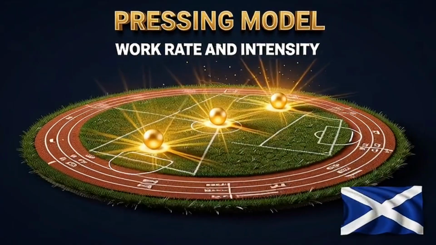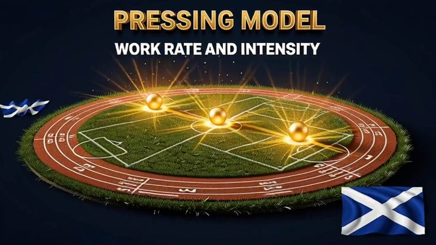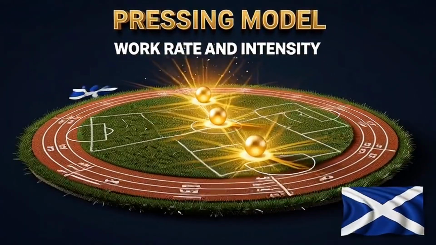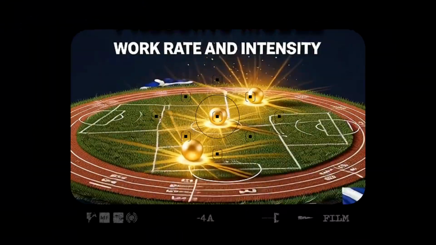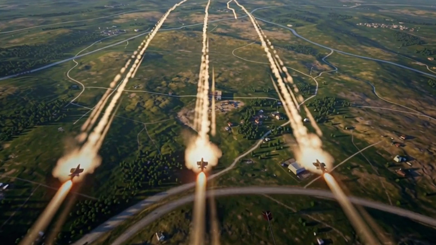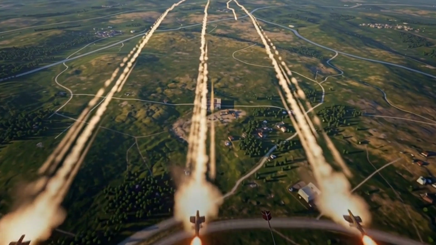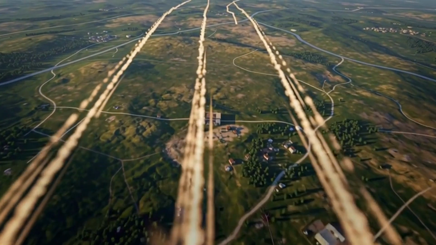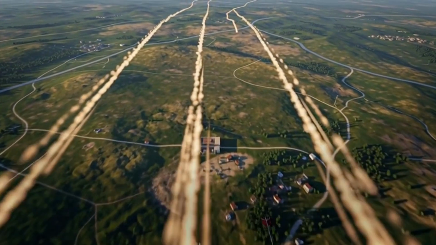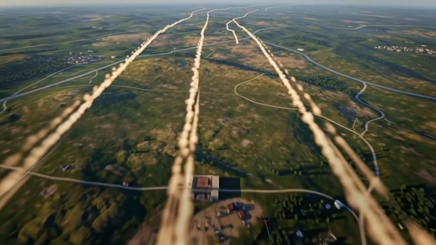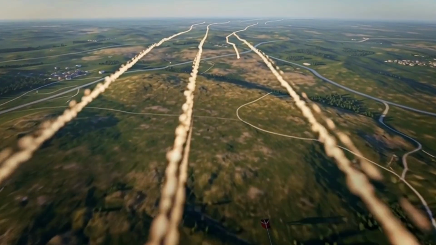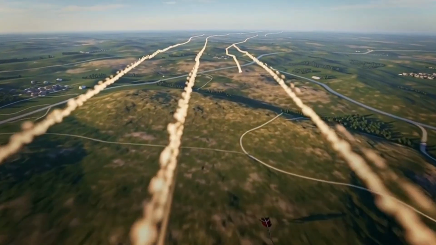Scotland's pressing model is based on the work rate and intensity of their midfield. Their 3 central midfielders cover enormous amounts of ground, pressing high when the trigger is right and tracking back immediately when possession is lost. It is exhausting football to play against. Teams that try to play through Scotland's midfield press find themselves constantly under pressure with no time on the ball.